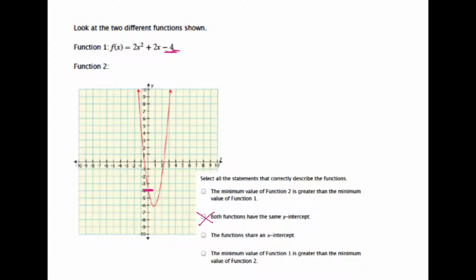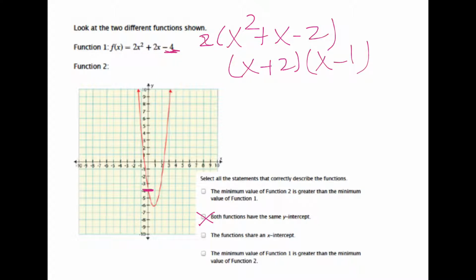To find the x-intercept, you could either factor, complete the square, or use the quadratic formula. I'm going to factor. I see they have a 2 in common. So you take out a 2, you're left with x squared plus x minus 2. You get x plus 2, x minus 1. So your zeros are x equals -2 and x equals 1. Well, that is not the same, so this one is out.